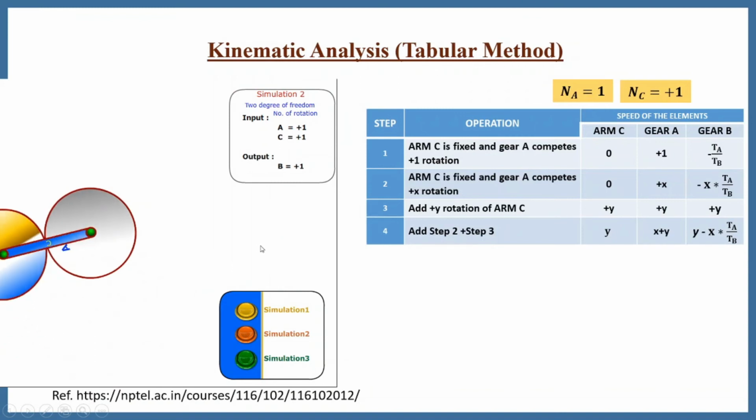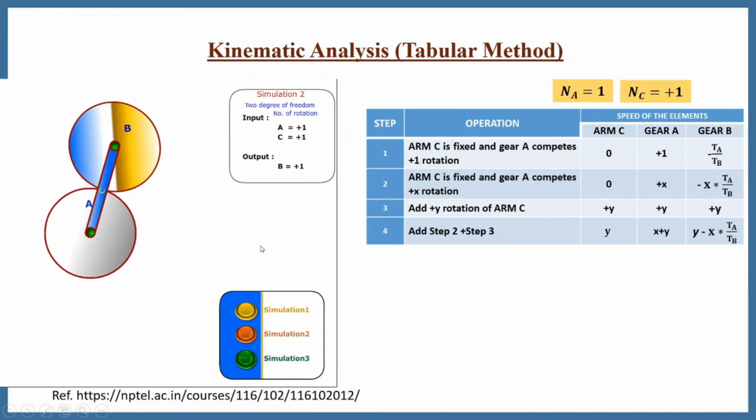Now we will consider the second simulation, in which gear A completes plus 1 rotation and arm C also completes plus 1 rotation. That means both are rotated in the clockwise direction. NA is equal to 1, NC is equal to plus 1. By using this table, arm C is Y rotation, that means NC is equal to Y, NA is equal to X plus Y, NB is equal to Y minus X TA upon TB.